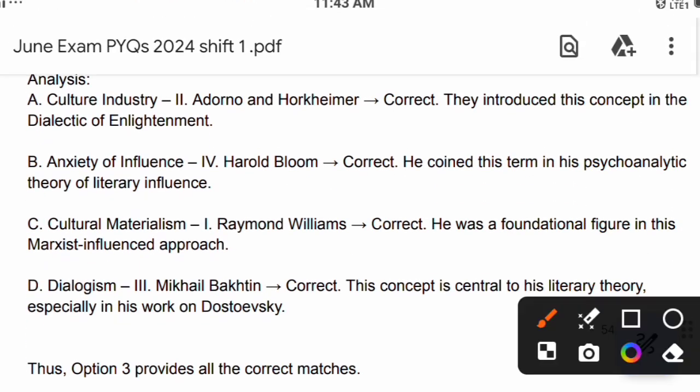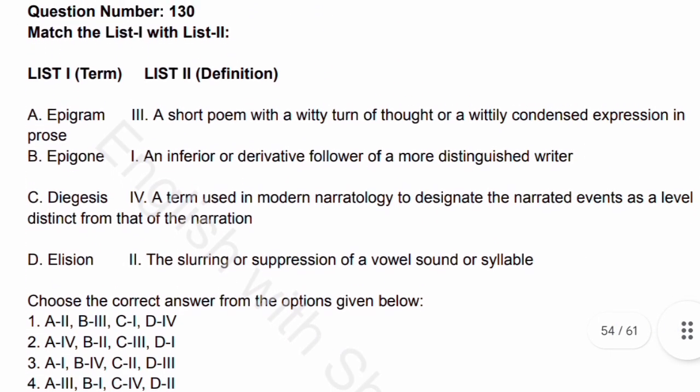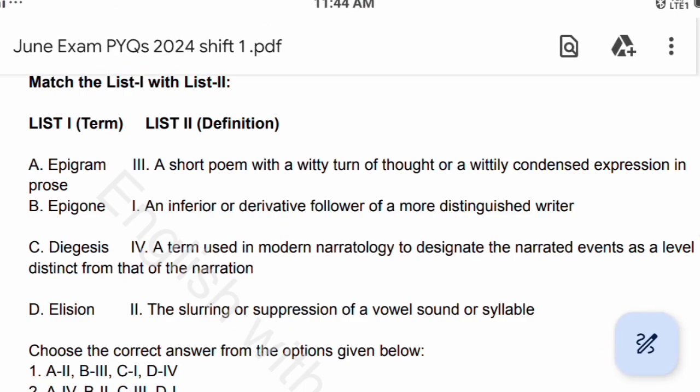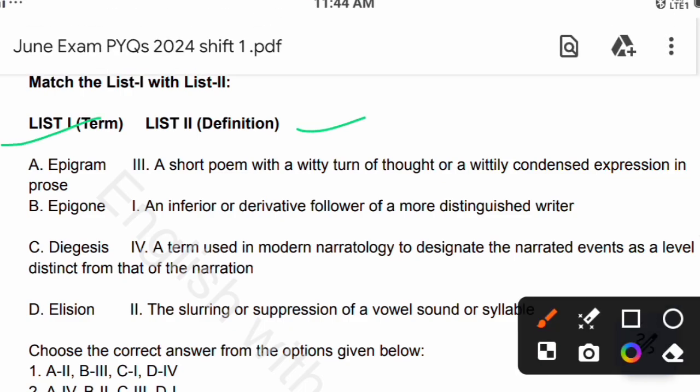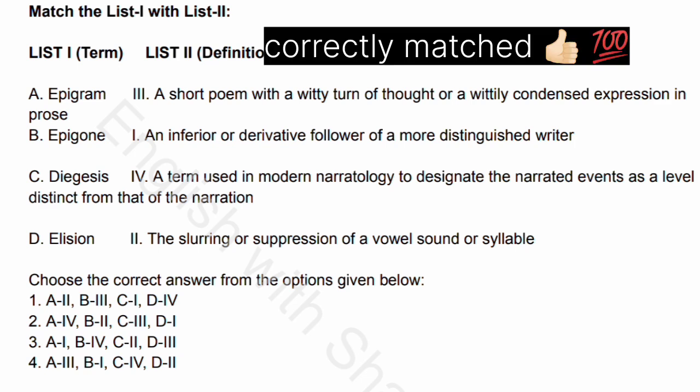Culture industry, Adorno and Horkheimer, correct. Anxiety of influence by Harold Bloom, cultural materialism, Raymond Williams, and dialogism, Mikhail Bakhtin. These are the correct options. Let's move to the next question. Next question you have, again there is a term in list 1 and the definition. Epigram, B epigone, C diegesis, and D elision. See the options. The term and with their definition you have to match.